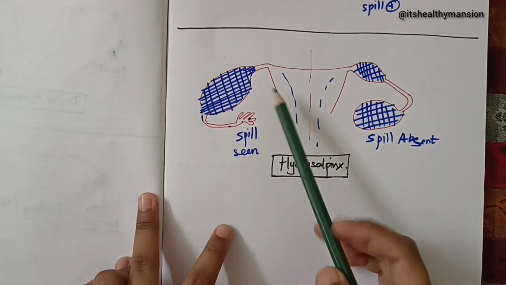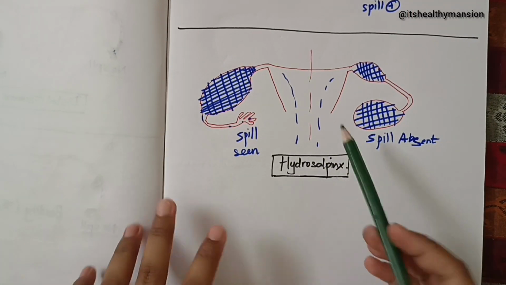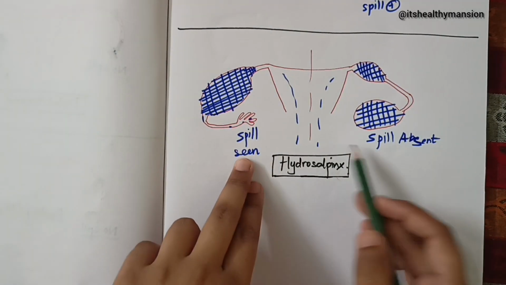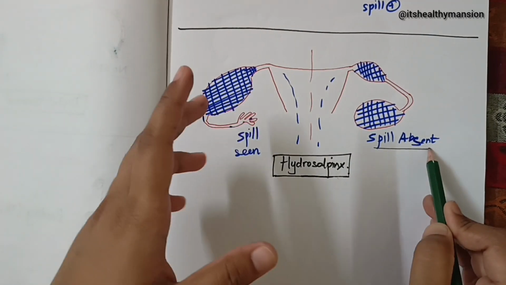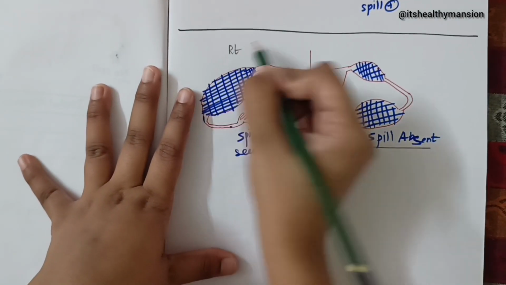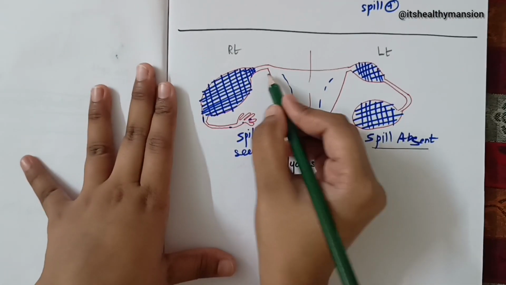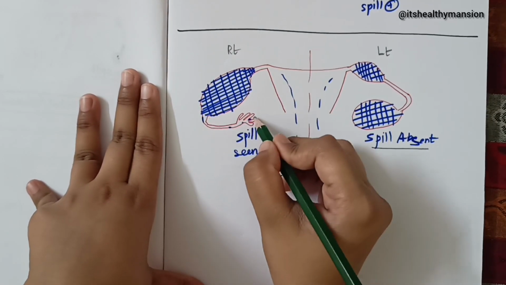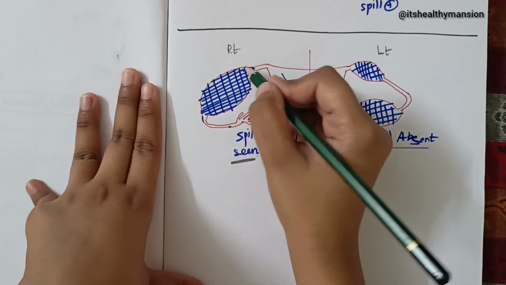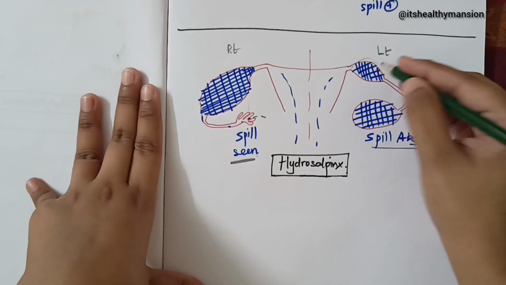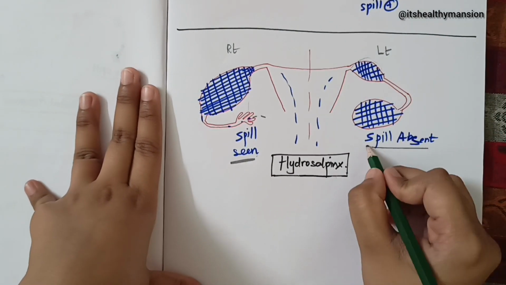Now, the next fallopian tube defect is hydrosalpinx. In hydrosalpinx, sometimes we may see the spill and sometimes we may not see the spill, that is, the spill is absent. Again, I am dividing this into right and left. Here you may see there is proximal as well as mid-tubal dilation and spill is seen, even though there is a dilation. And on the left side there is proximal dilation as well as terminal dilation, but spill is absent.